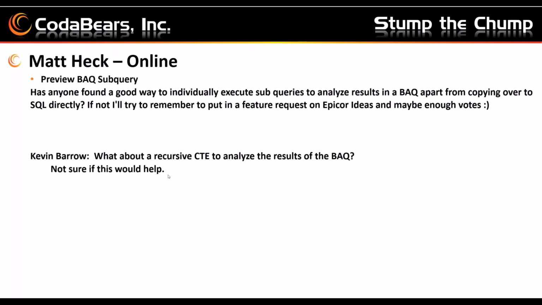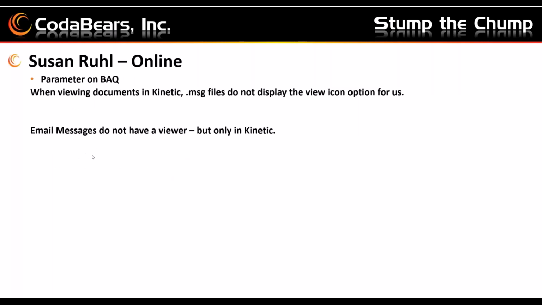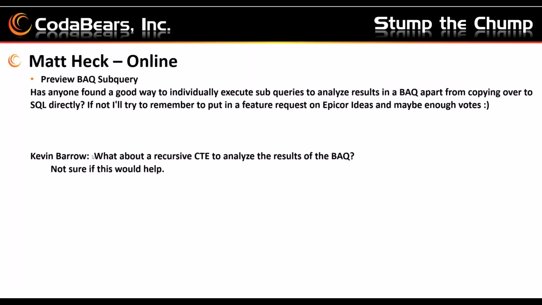Okay, so our next one was Matthew Heck with a preview BAQ subquery. Kevin had mentioned earlier about possibly using a recursive, and we had that discussion. Were there any other ideas for this? There is the get execution plan. So you can do actions on a BAQ, you can do actions get execution plan. And I believe you run that through SQL Profiler and it will help you.